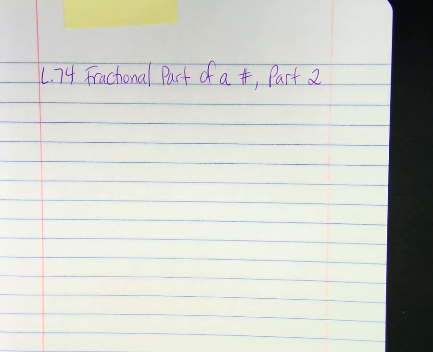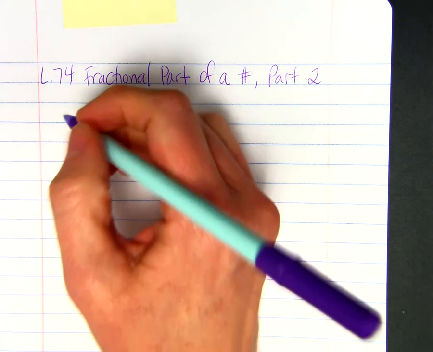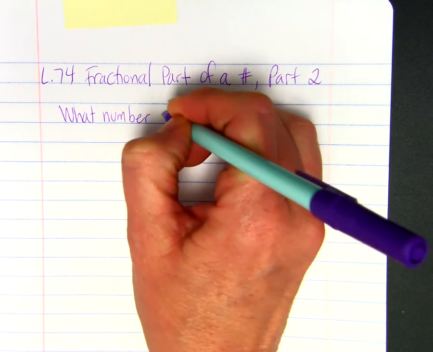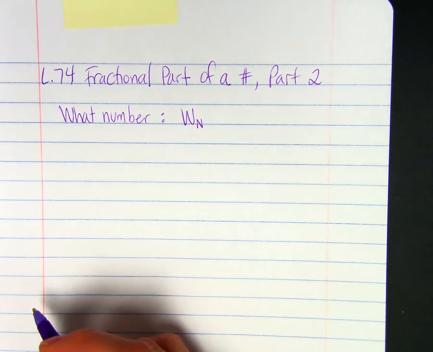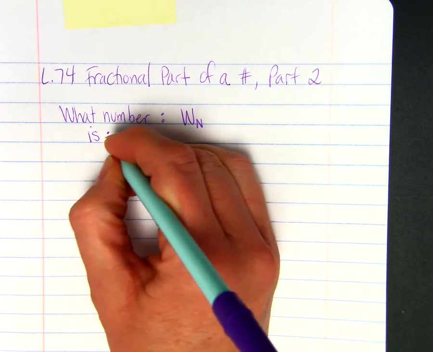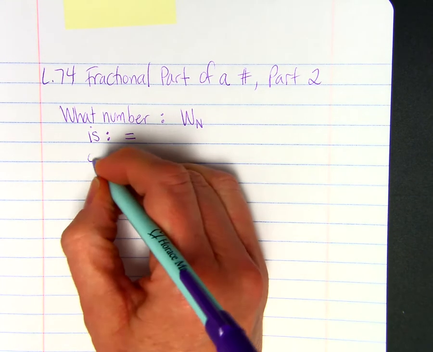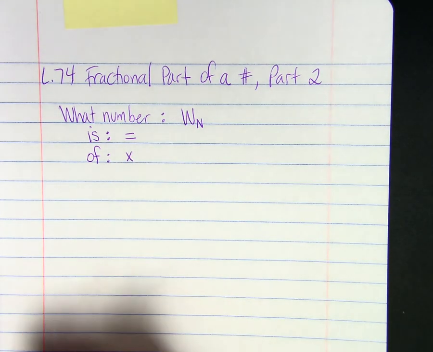So if you remember, as you're reading your math problem, like your word problems where you have to translate, if you come across the words what number, then as you're translating, you can just use W sub n. Everybody say W sub n. Then if you see the word is, you're going to write in math the equal sign. If you see the word of, it will be a times sign or multiplication sign.